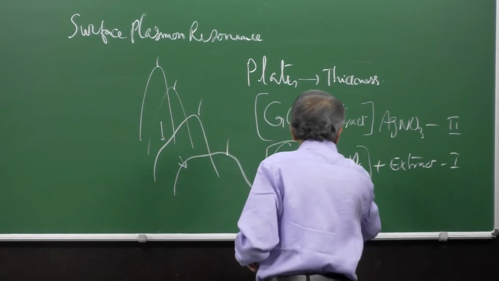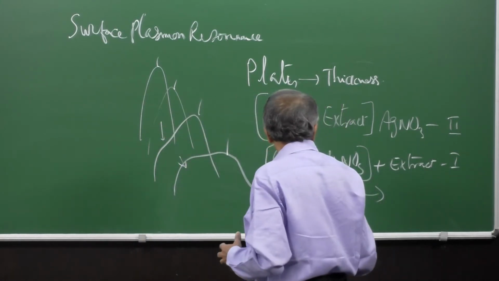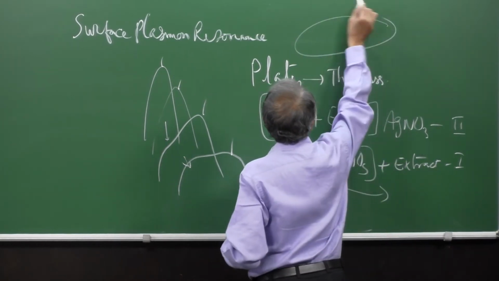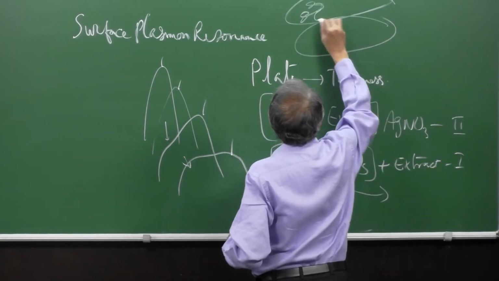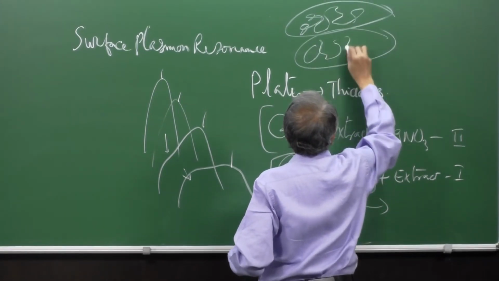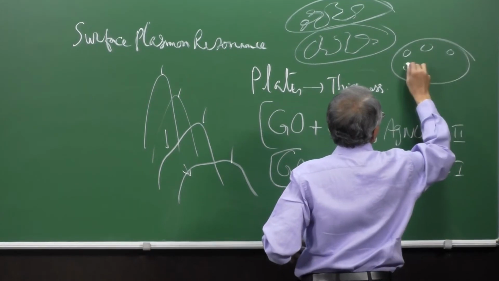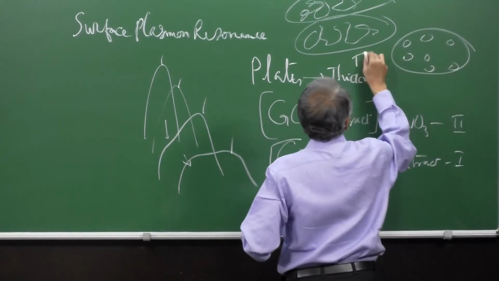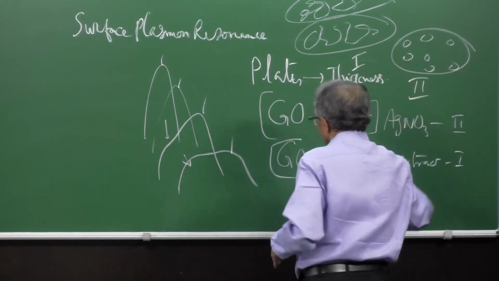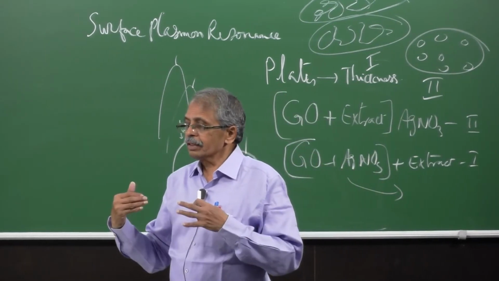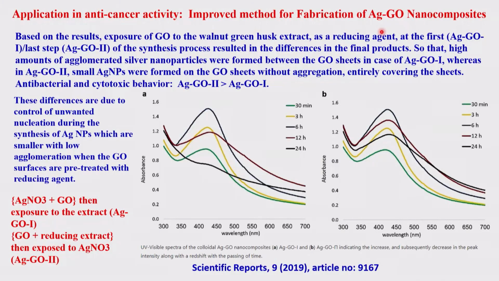In case 1, a huge amount of silver nanoparticles are formed on each of these layers, so you get a lot of aggregated species. In the other case, you have very distinct particles. So this is case 1 and this is case 2. Therefore, you have a better surface area, better reactivity, etc.